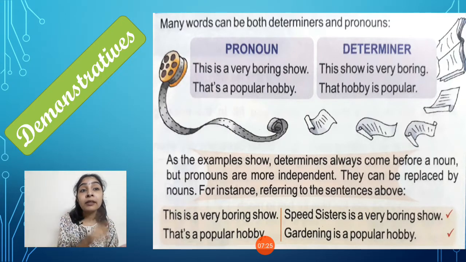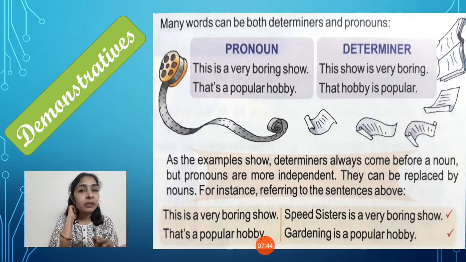But when we take the next example, this show is very boring, then here this is used as a determiner. This is determining the show. Show is preceded by this. Yes, correct. So this show is very boring, and here this is used as a determiner.